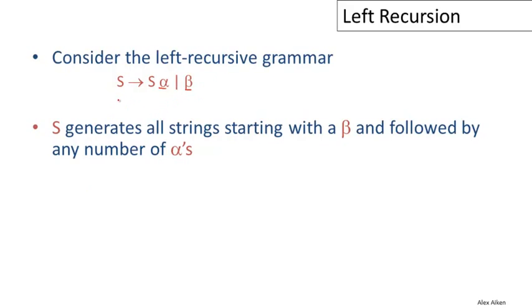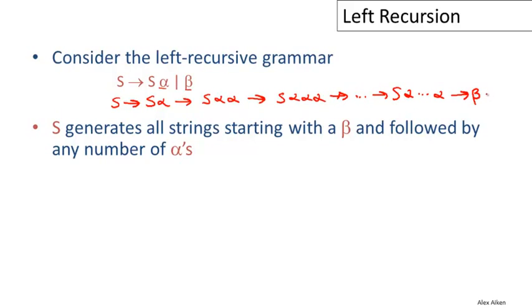But it does it in a very particular way. So if I write out a derivation here where I use the first production a few times, you can see what's going on. So I get S goes to S followed by alpha, and then S goes to S followed by alpha alpha, and then S goes to S followed by alpha alpha alpha. And if I repeat this, I get S followed by any number of alphas, and then in one more step I can put in beta, and I get beta followed by any number of alphas. So that's the proof that it generates that language.